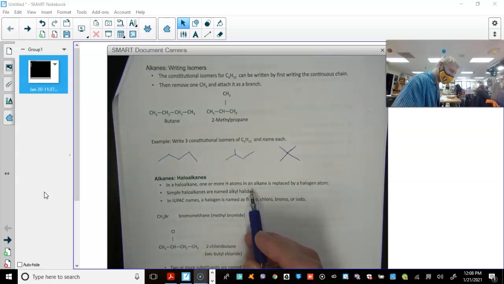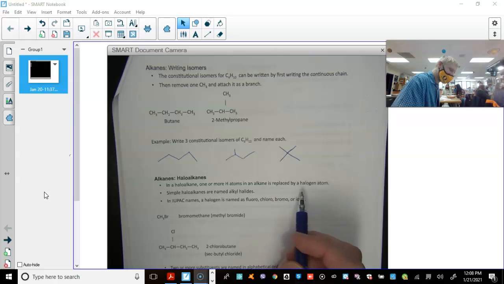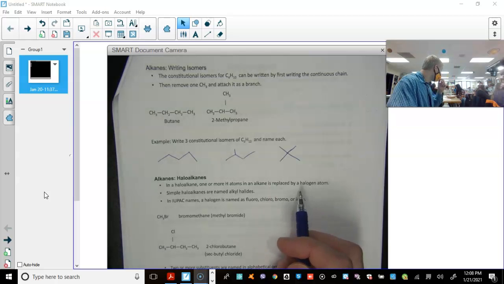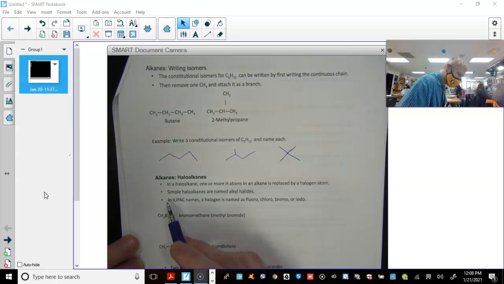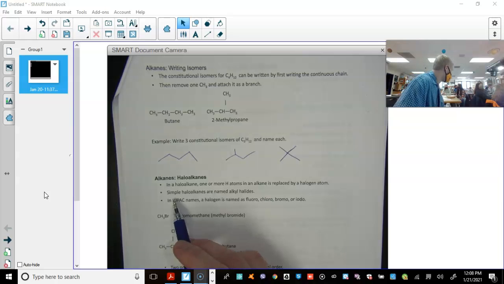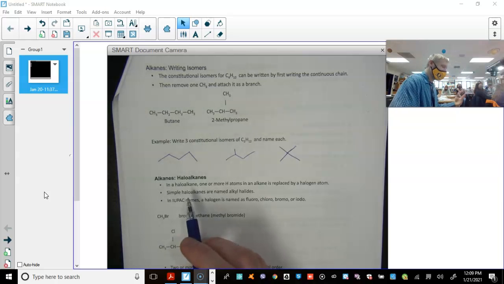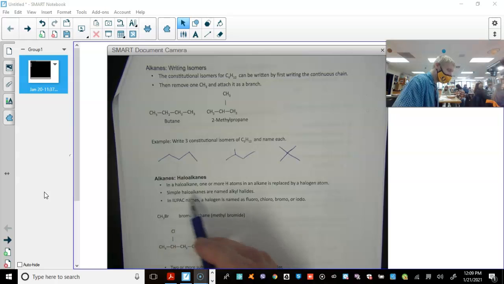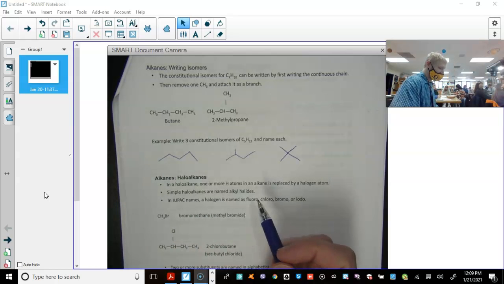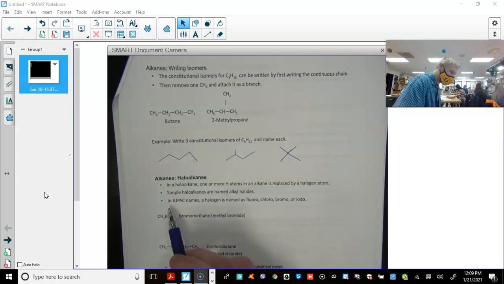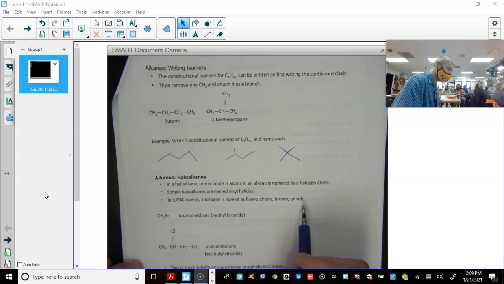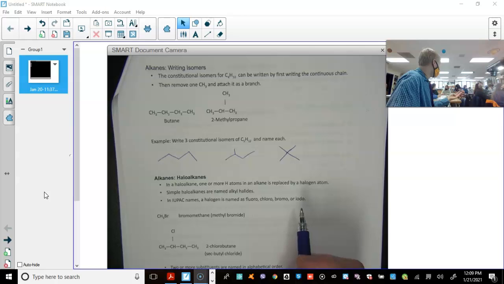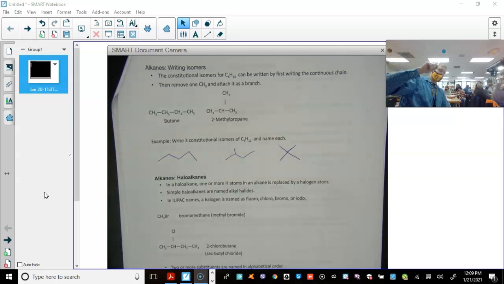Or hydrogen atoms in an alkane is replaced by a halogen. Thank you. It's a tricky sentence. All right. So basically, you got a halogen instead of a hydrogen. Simple haloalkanes are named alkyl halides. That's like an HCl type deal. In IUPAC names, a halogen is named as fluoro, chloro, bromo, or iodo. And hey, we only deal with 4 of them because there's 4 halogens: fluorine, chlorine, bromine, and iodine.